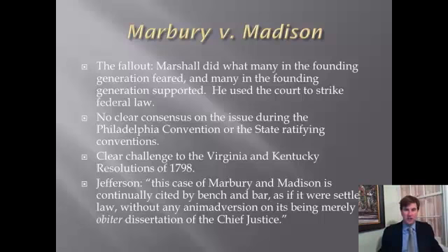Now, Jefferson actually wrote, this case of Marbury and Madison is continually cited by bench and bar as if it were settled law, without any animadversion on its being merely an arbiter dissertation of the Chief Justice. What he's saying there is that this is the Chief Justice ruminating, look, this law is not really a good law, and so it's unconstitutional. It's ruminations of the Chief Justice. Well, I'm saying it's unconstitutional, so it's unconstitutional.